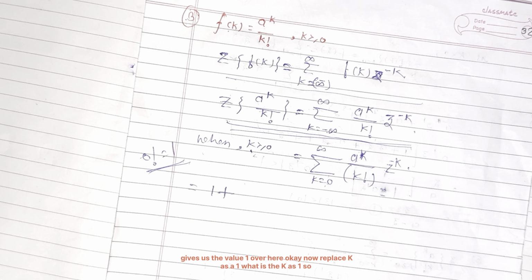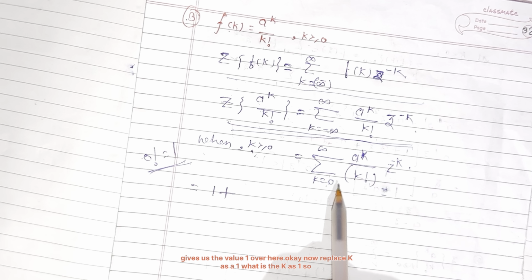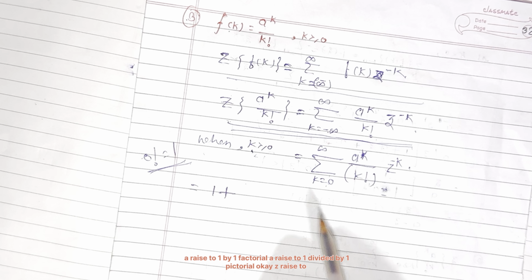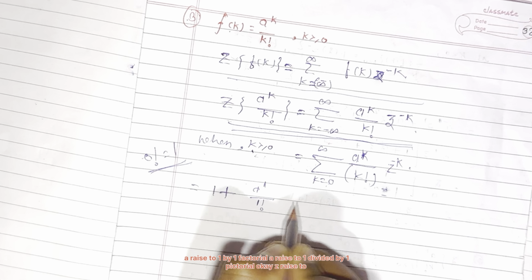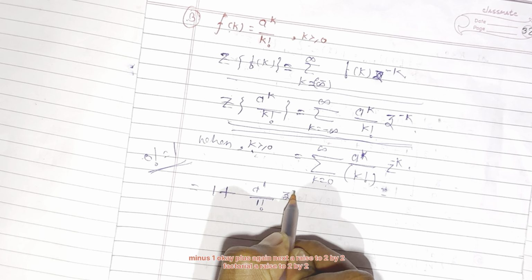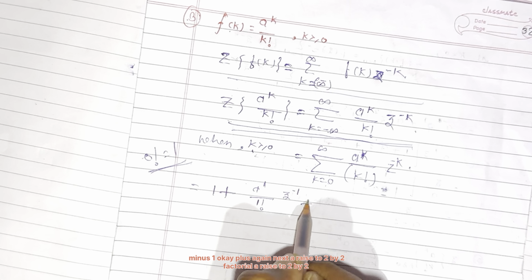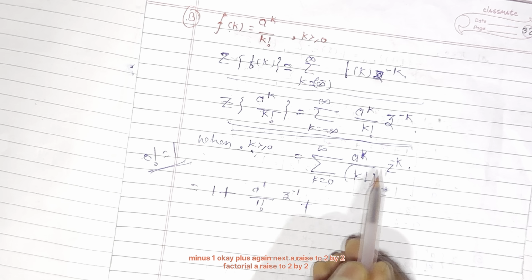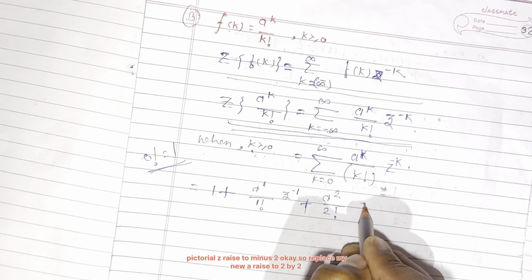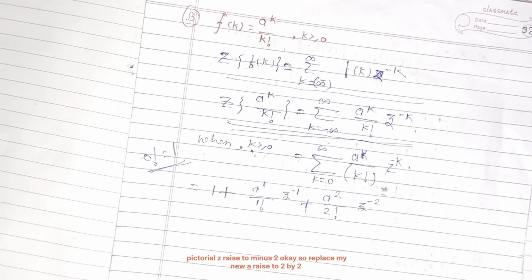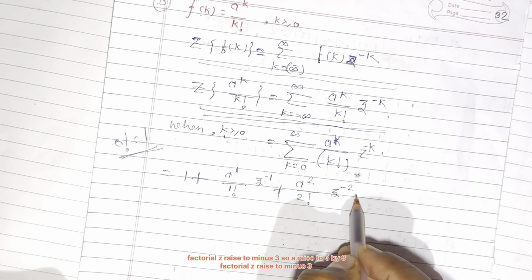Now replace k with 1. So a raised to 1 divided by 1 factorial, z raised to minus 1. Plus, next, a raised to 2 by 2 factorial, z raised to minus 2. So replace the value: a raised to 2 by 2 factorial, z raised to minus 2.